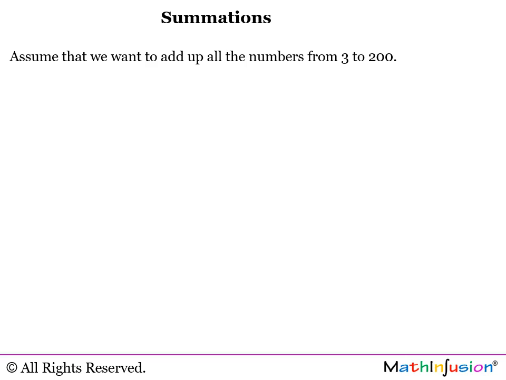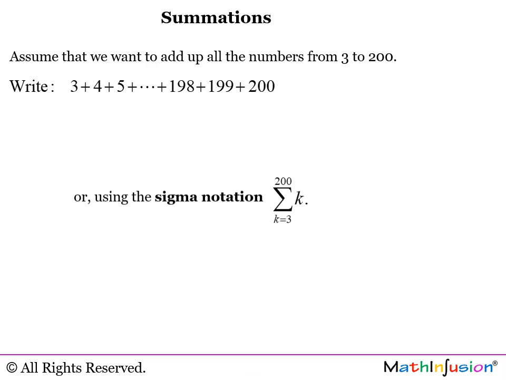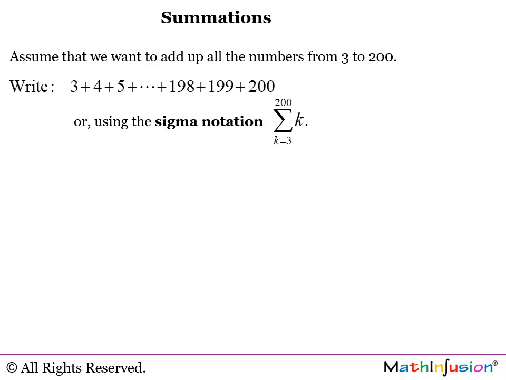Assume that we want to add up all the numbers between 3 and 200. Obviously we can write that out, but using the sigma notation, it is really short. It is the sigma of k when k runs from 3, because the first one is 3, and ends at 200. And in this case, the function here, the a sub k, is just k itself.